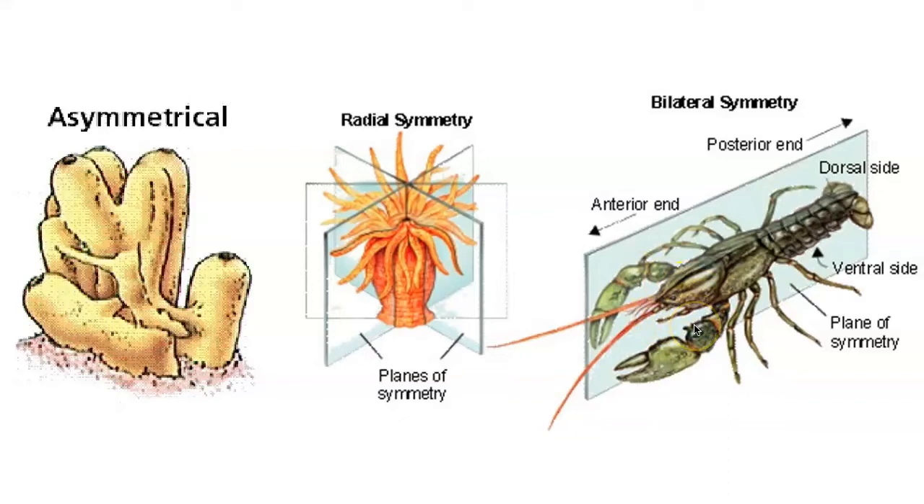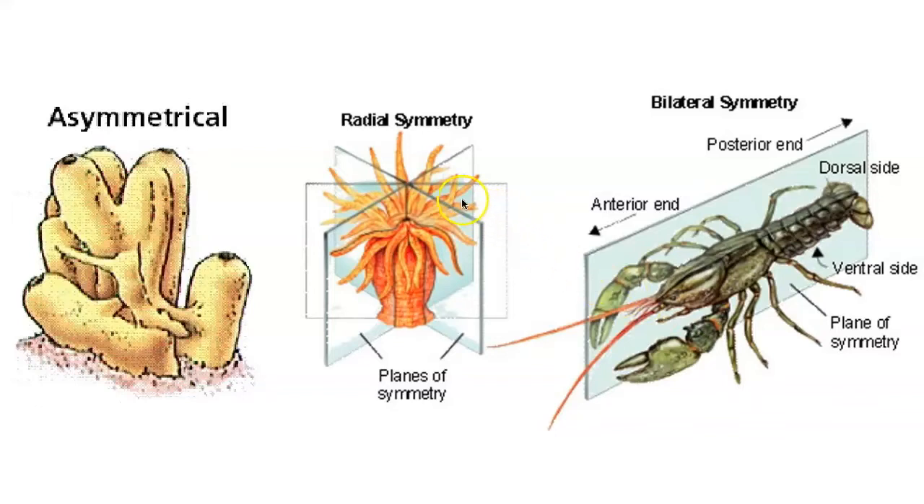We would be considered a creature that has bilateral symmetry because we have a right hand, we have a left hand, a right foot, a left foot, and so on and so forth. If you were to cut somebody down the middle, or do an imaginary line, it would be pretty equal on both sides. So that's bilateral symmetry.